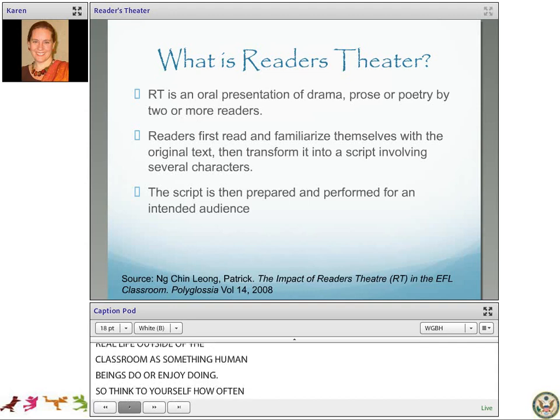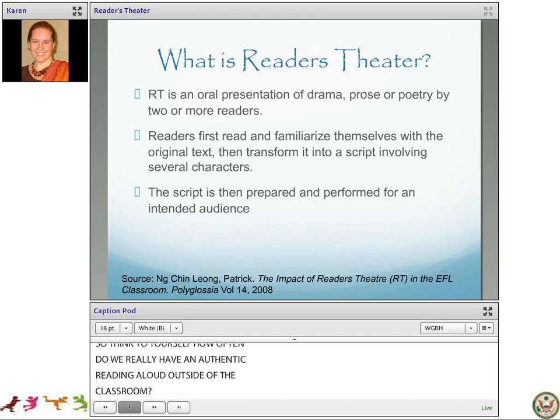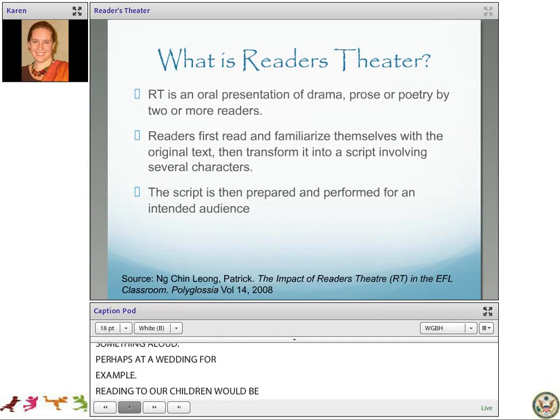And so think to yourself, how often do we really have an authentic reason for reading aloud outside of the classroom? If you think about it, what we have are, for example, reading in one's church or mosque or other kind of a religious ceremony. That might involve reading something aloud, perhaps at a wedding, for example. Reading to our children would be an authentic read aloud activity. And I'll be sharing with you a story later today that I've read to my own children many times that I've used now for Reader's Theater.